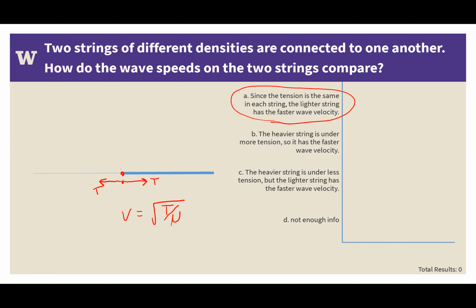Therefore, when I go to figure out the velocities, I'm just comparing the mass densities. And so if the tensions are the same, the lighter string is going to have a smaller mass density. So there's something like mass per unit length, typically the units we see for that. So the lighter string has a smaller mass density and therefore a larger velocity.